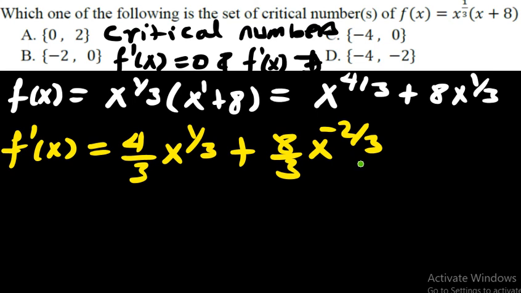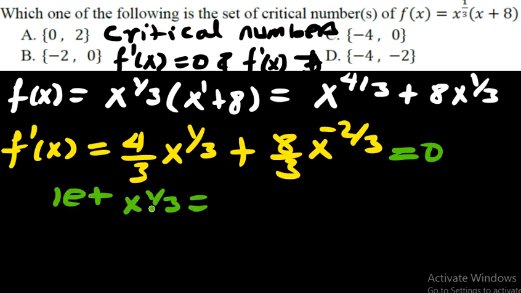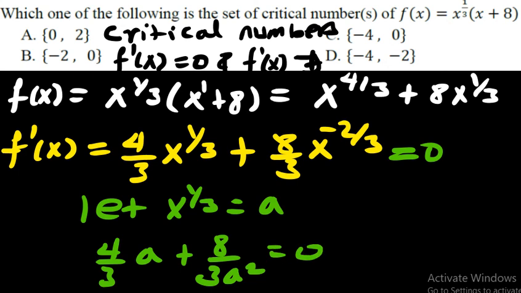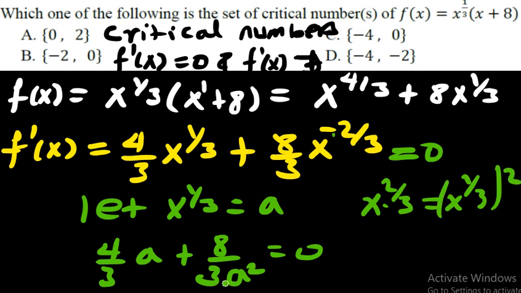At this point, we have to be systematic to solve this equation. First of all, we set this equal to 0, because where the derivative is 0 gives critical numbers. Now, to solve this, we can let x to the power of 1 over 3 be a. Therefore, 4 over 3 a plus 8 over 3a squared is equal to 0. How did we arrive here? Because this negative exponent I brought down, so it becomes positive. But x to the power of 2 over 3 is the same as x to the power of 1 over 3, the whole squared. That's why I squared here.